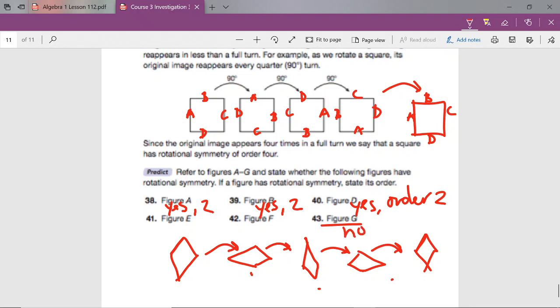Turns out that when you do that for figure E and for figure F, none of those have rotational symmetry, because by the time you get to 360 degrees, you see it again, but you've never seen it the exact same up until that point with all of those 90-degree turns.